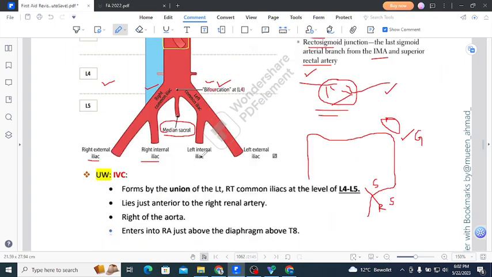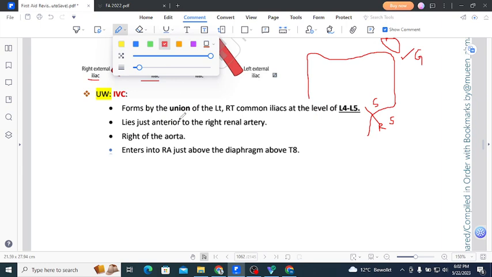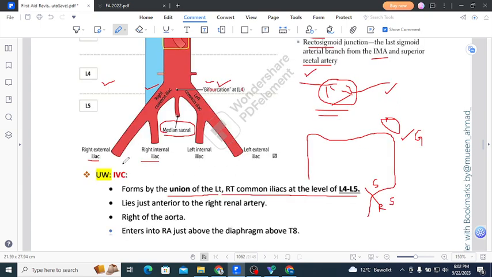Then there is a UWorld point about the inferior vena cava. It is formed by the union of the left and right common iliac veins at the level of L4 and L5. So the inferior vena cava forms at the level of L4, the same point where the aorta is bifurcating. The right and left common iliac veins fuse together at the level of L4 or maybe L5 to give rise to the inferior vena cava.